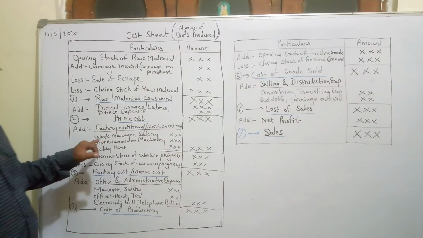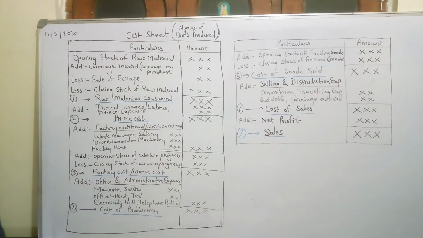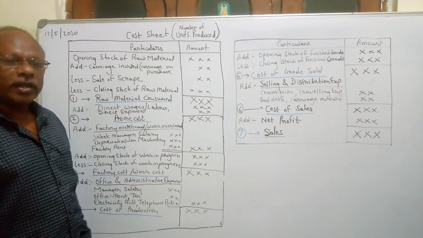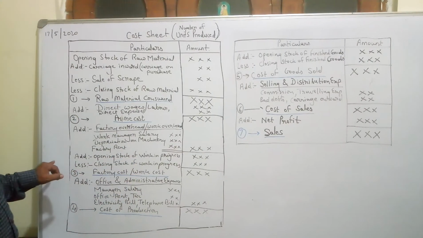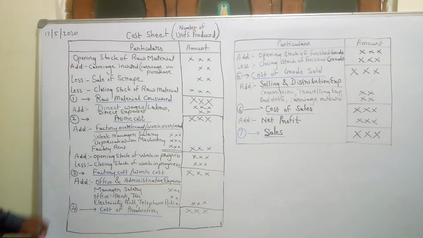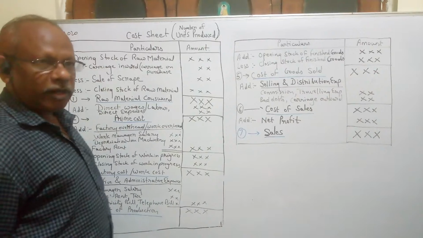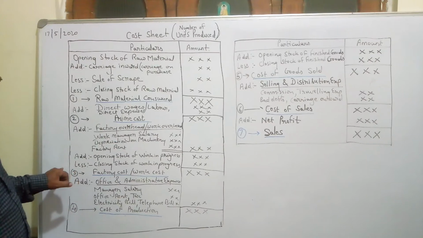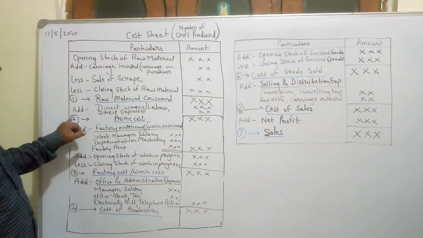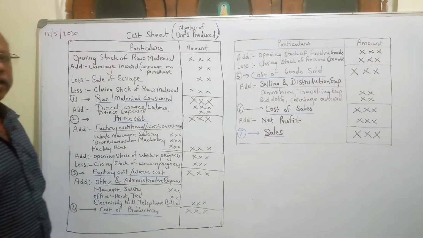After factory overheads, we have to add the opening stock of work in progress. The opening stock of work in progress is added, and the closing stock of work in progress is deducted. Then we get factory cost or work cost. It is also called factory on cost or work on cost. This is the second. The third one we get is factory cost, which is compared with the other expenses.